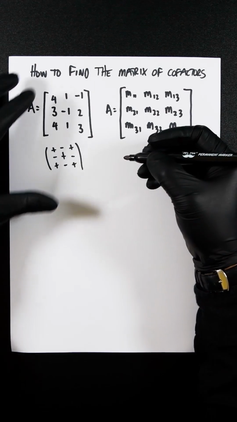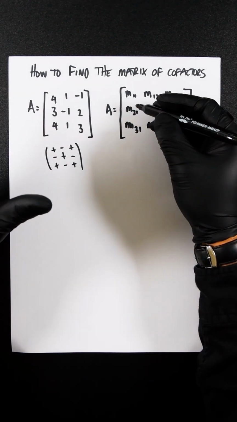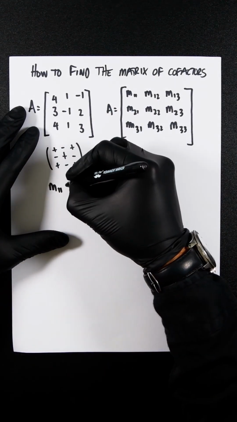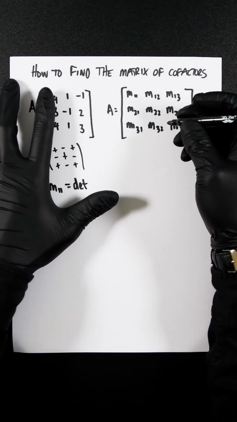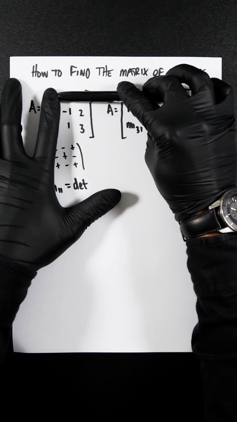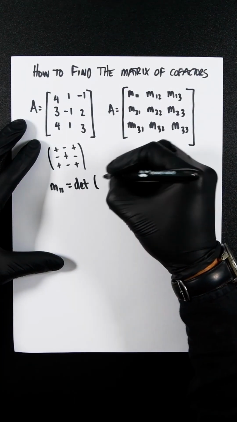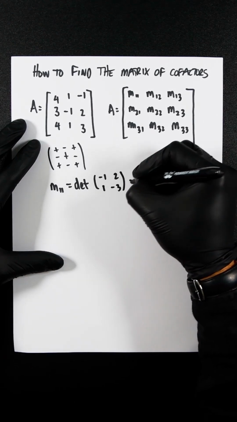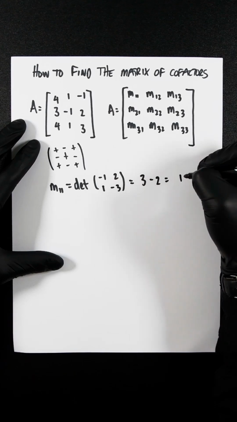So we first want to find out what the M11 determinant is. You're going to have M11, which is going to be the determinant. And if you think about it, we're going to now go across here and across here, and that's going to be -1, 2, 1, -3. So that's going to be, what, 3 minus 2, which is 1.